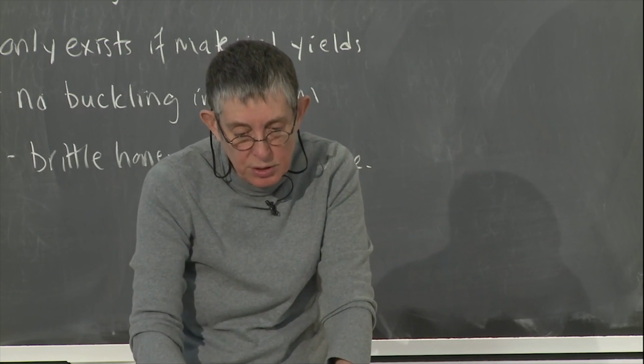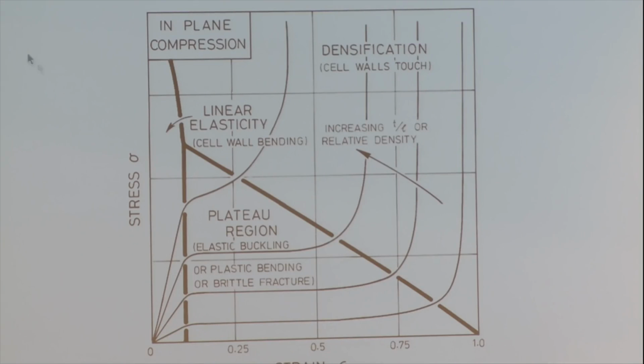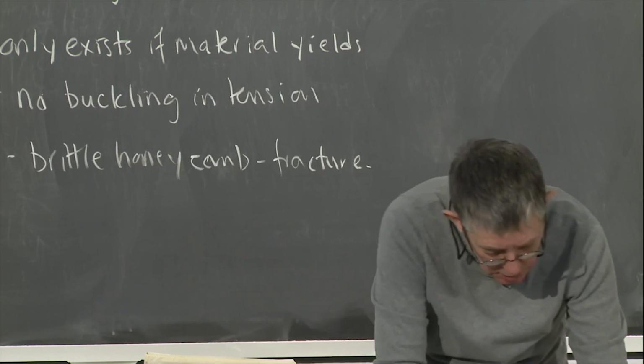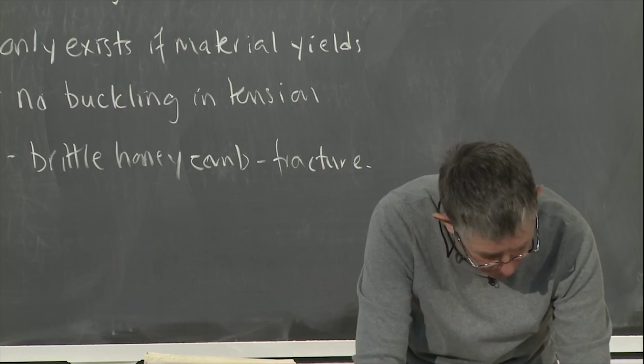Okay, so the shape of the curves looks like this. And you can define these three regimes. Everything in here is linear elastic. Everything in this big envelope here is the plateau region. And everything up here is the densification region. So this is just a bigger picture kind of plot. Okay, so let me scoot through all of that.